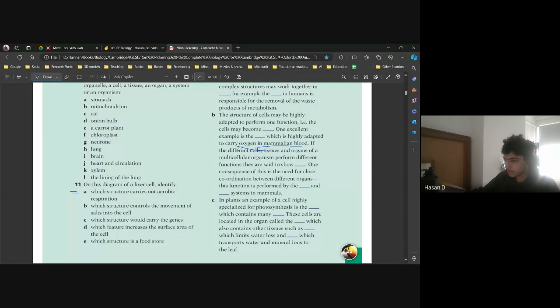If the different cells, tissues, and organs of a multicellular organism perform different functions, they are said to show division of labor. One consequence of this is the need for close coordination between different organs. This function is performed by the nervous and endocrine systems.